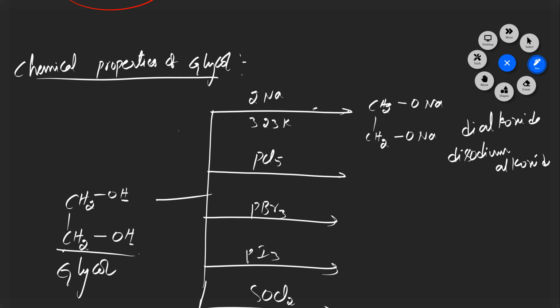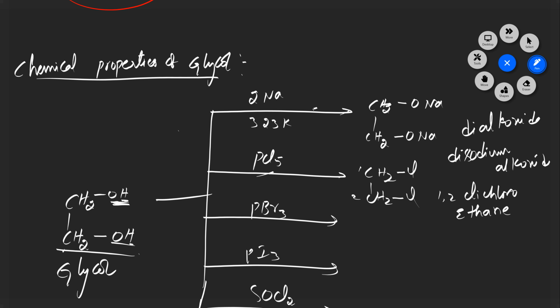If it is reacting with PCl5, PCl5 with alcohol forms alkyl halides, which I already gave in alcohols. It replaces the OH minus ion with the Cl minus ion. It forms CH2Cl and CH2Cl. What is the name of this molecule? 1,2-dichloroethane.